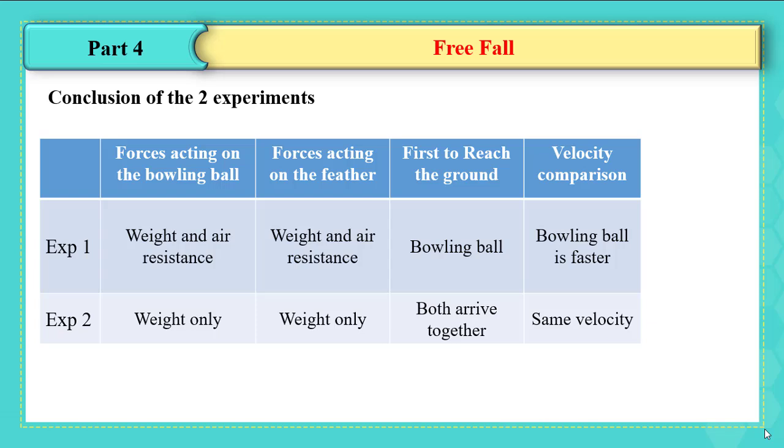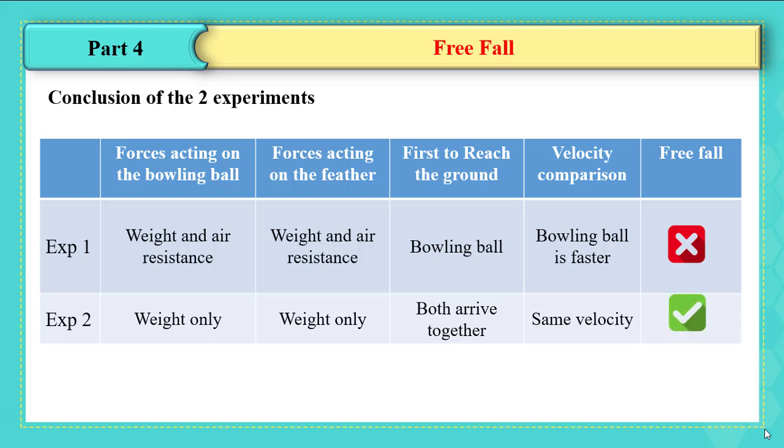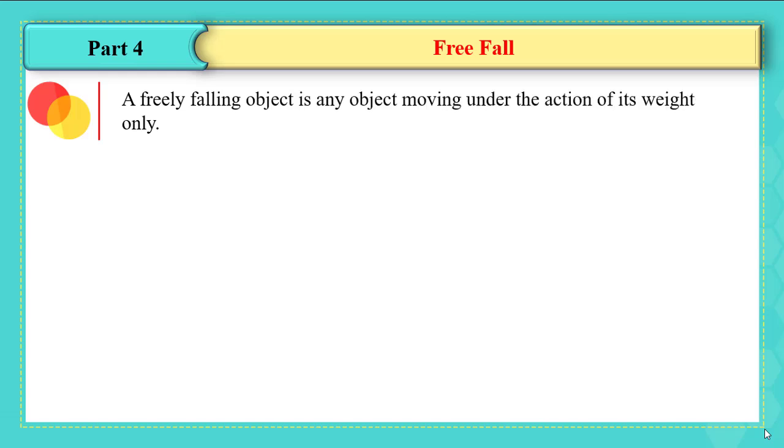Now, which one deserves to be called a free-falling body? Perfect. It's not the one in the first experiment. It is the second one. The free-falling object, then, is any object moving under the action of its weight only. Actually, from the last two experiments, we get that the bowling ball and the feather have the same motion when they fall freely, independent of their mass or their shape.